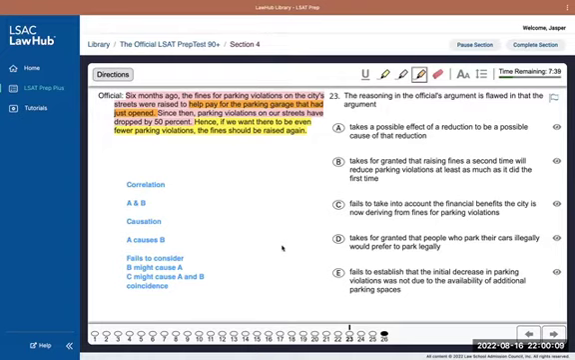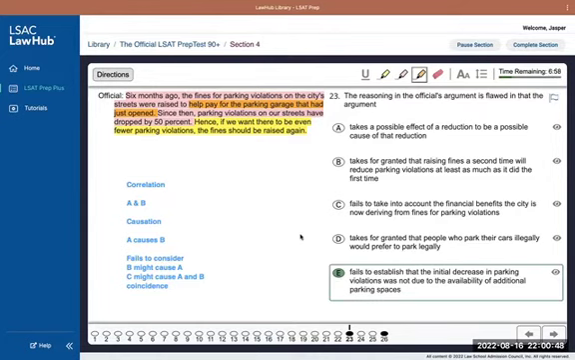All right. So E fails to establish that the initial decrease in parking violations was not due to the availability of additional parking spaces. Yeah, so they fail to establish that C didn't cause B. And so that failure to rule out other potential causal explanations is an issue, right? So here they're not saying that they fail to consider that C might cause B, but rather that they fail to establish that C did not cause B.